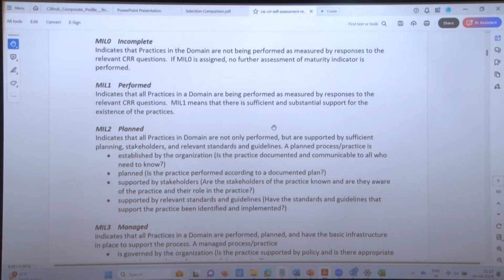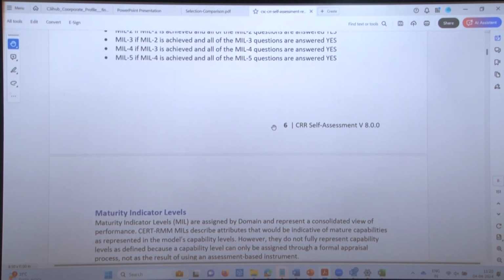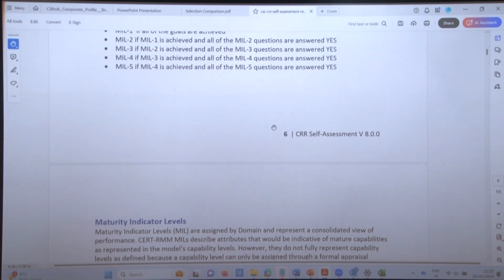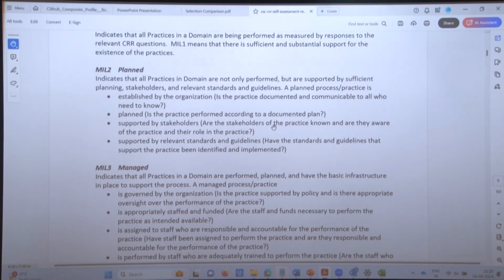Now MIL 2 is called planned. Remember that to get to MIL 2, I have to answer certain questions on top of MIL 1. MIL 1 means performed, and then there are some additional questions. So what are those questions? Here you will get hints of what questions are being asked. We are saying that you are performing everything, but have you documented the practices and communicated them to all who need to know?